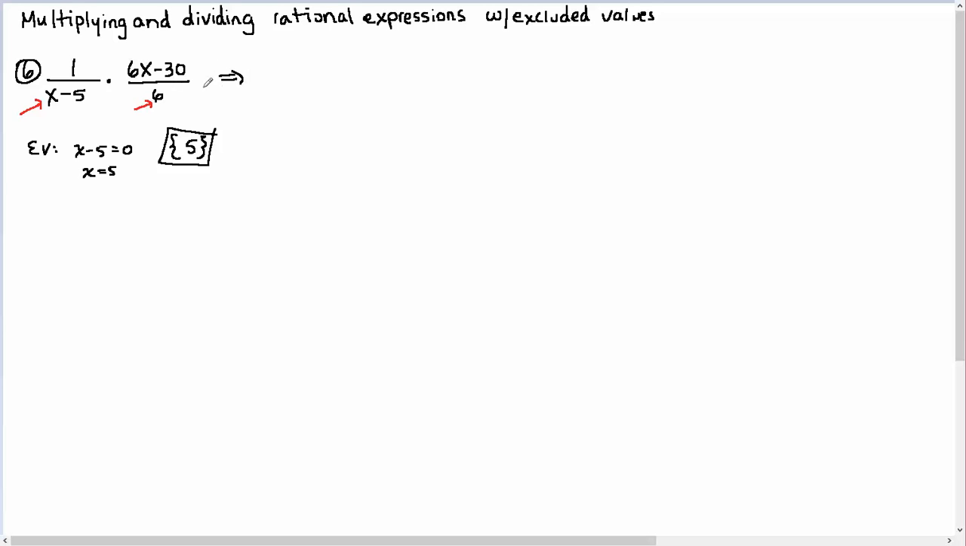Now, in order to simplify this, you have to remember this is multiplication. So we're just going to multiply across, numerator times numerator. So we're going to get 6x minus 30. And in the bottom, we're doing the same thing, but this time it'll be denominator times denominator. And we'll get 6 times x minus 5.